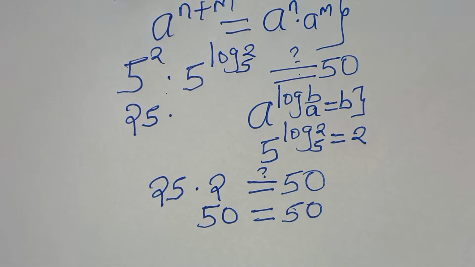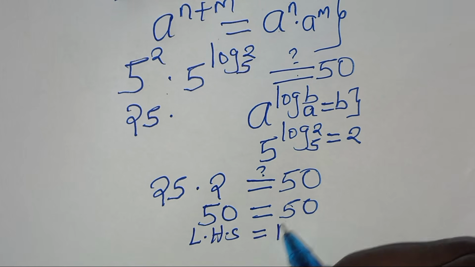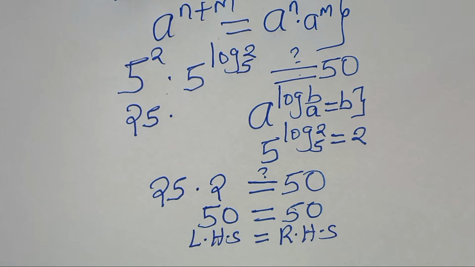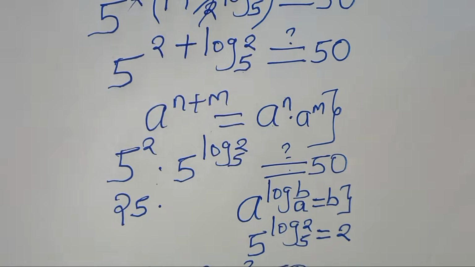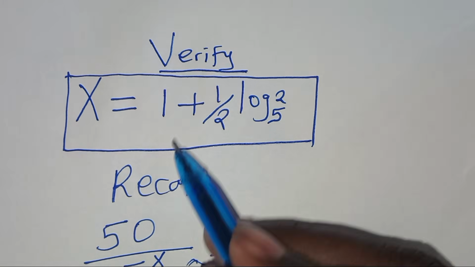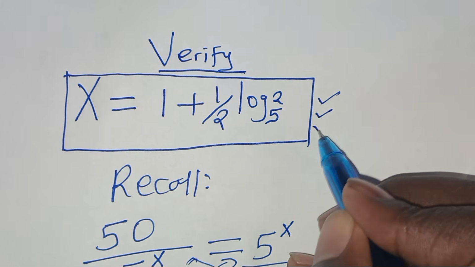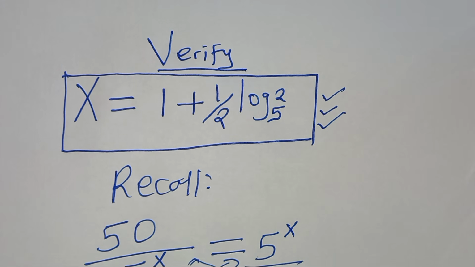So this means that the left hand side is equal to the right hand side. And this implies that the value of x, which is equal to 1 plus a half log 2 to base 5, satisfies the equation.